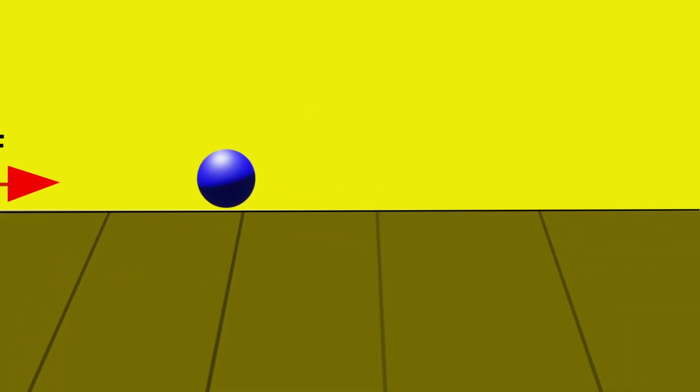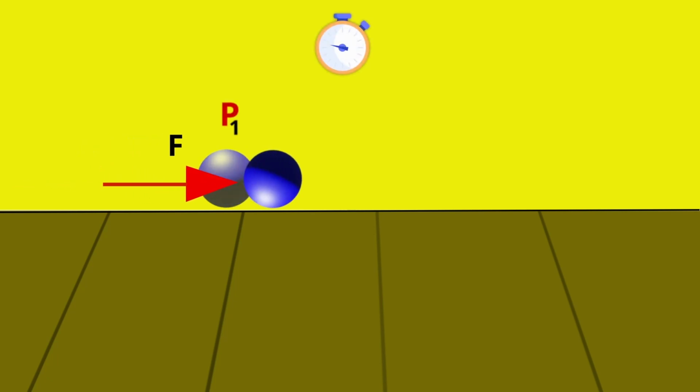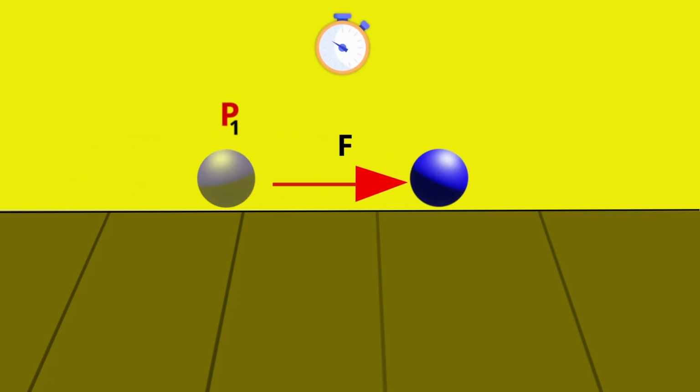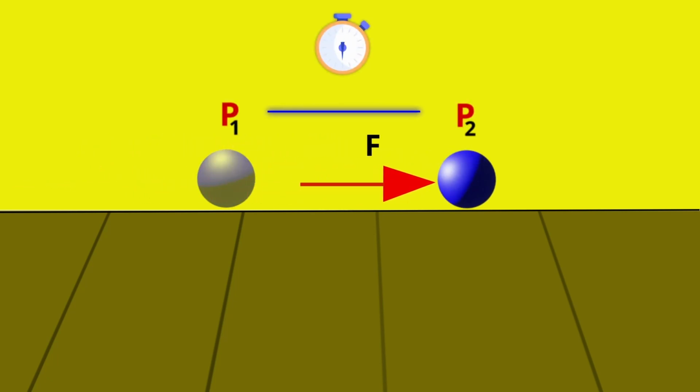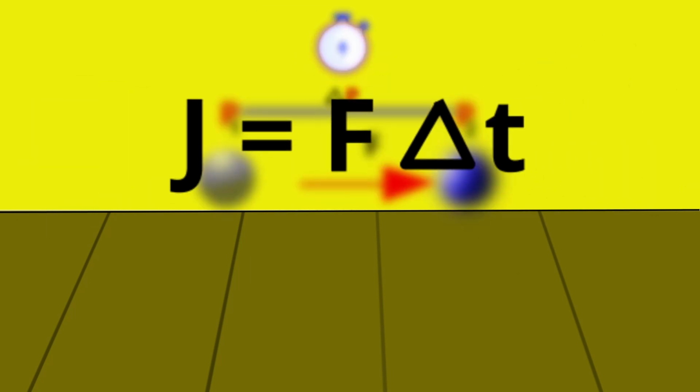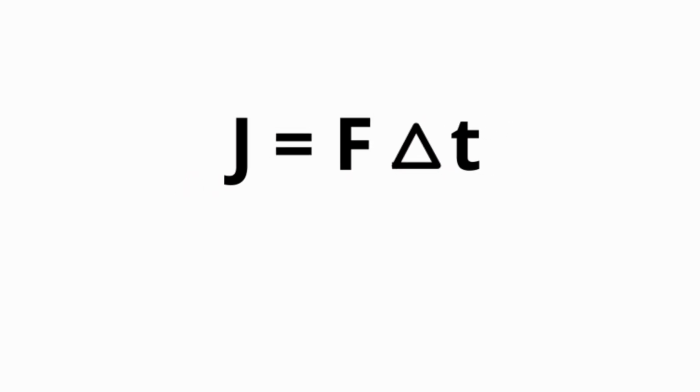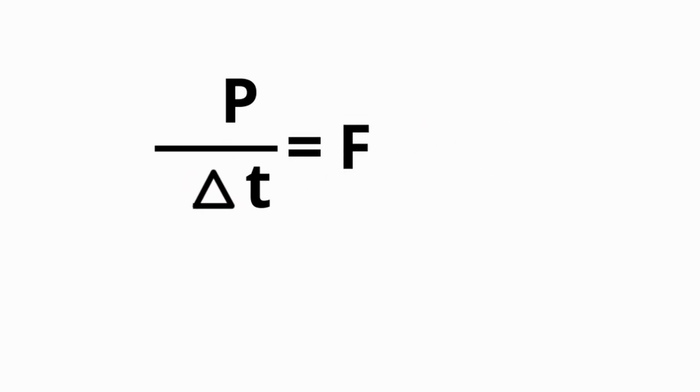Now let's talk about the relation between momentum and force. If a force F is applied to a particle for a time interval delta t, then the momentum of that particle changes by delta p, which is called impulse, denoted by J. From this equation, we say that the rate of change of momentum is equal to the instantaneous force applied.